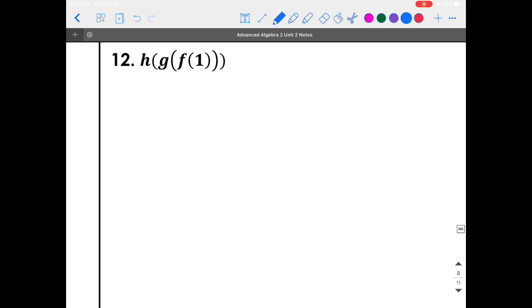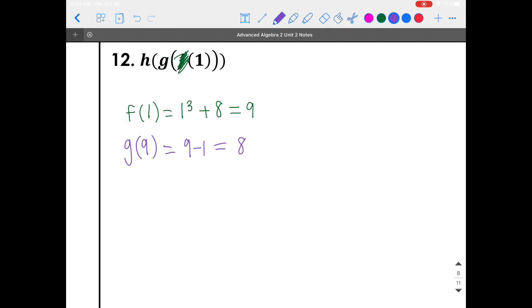Now, last question. I'm sorry this video is a little longer. We're going to start with f, and we're going to do f of 1, because that's the most inside. 1 cubed plus 8 is 9. Got f done. Move on to g. G of 9. 9 minus 1 is 8.